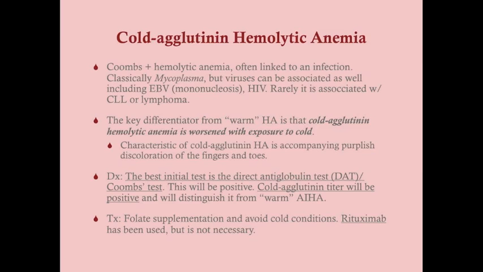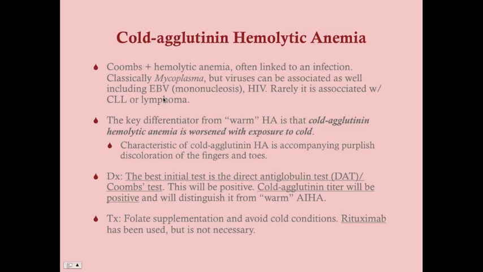So the best initial test, again, because we are suspecting an acquired Coombs positive hemolytic anemia, because all we know initially is that this is a hemolytic anemia, the best first test is to get a Coombs test, because you need to know, okay, this is a Coombs positive hemolytic anemia, because that's going to set the management very different from the Coombs negative hereditary hemolytic anemias, which we'll talk about later. So a Coombs test is the first thing you get once you've diagnosed hemolytic anemia. This, of course, will be positive because this is an acquired hemolytic anemia, and you can get a cold-agglutinin titer, and that will also be positive, and that will definitively distinguish it from the warm autoimmune hemolytic anemia.